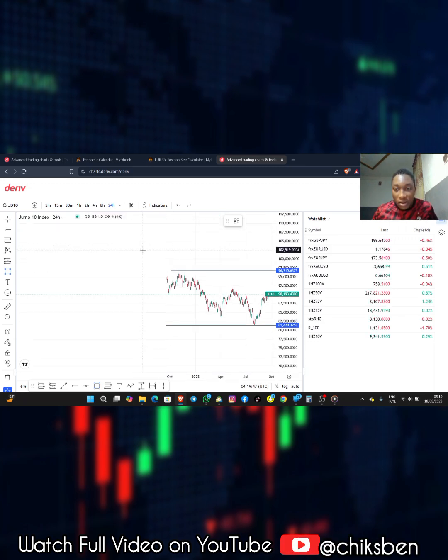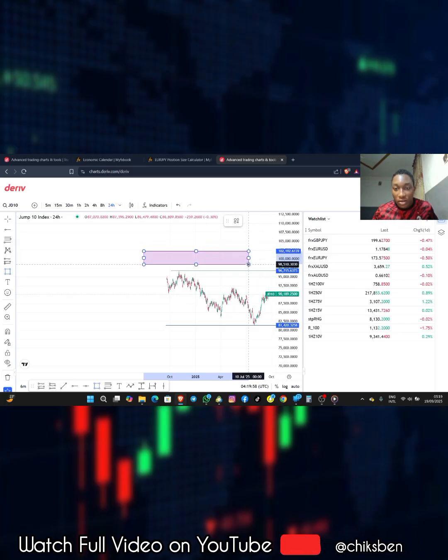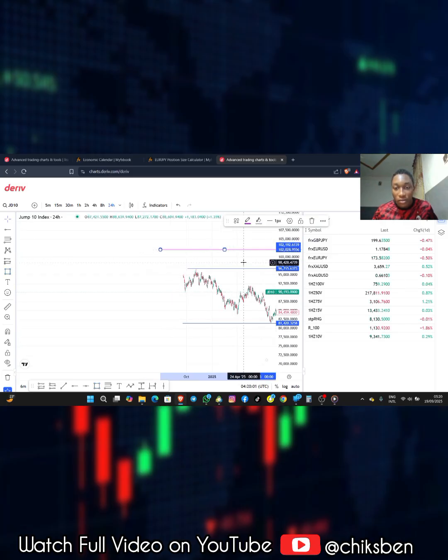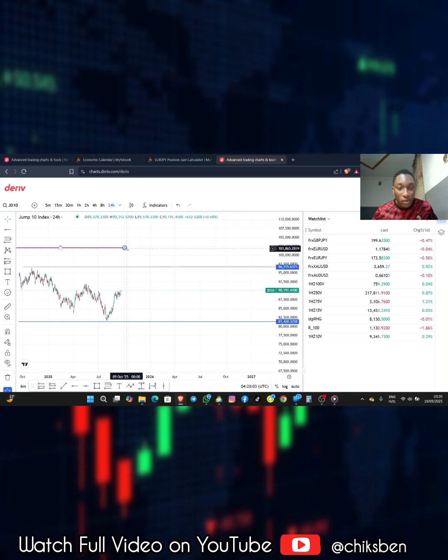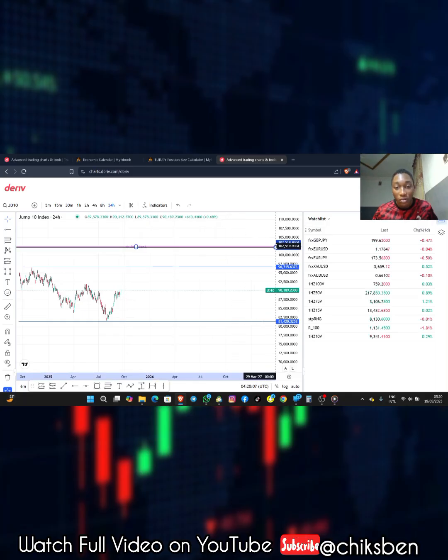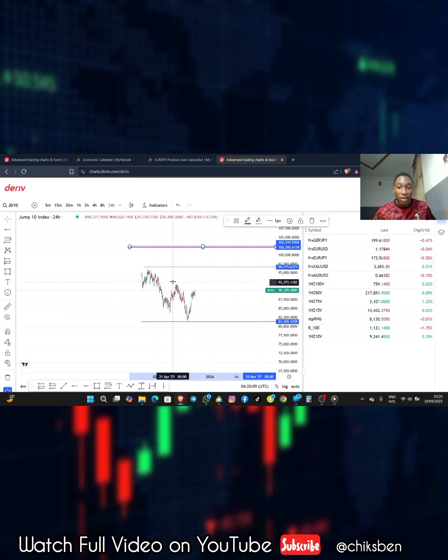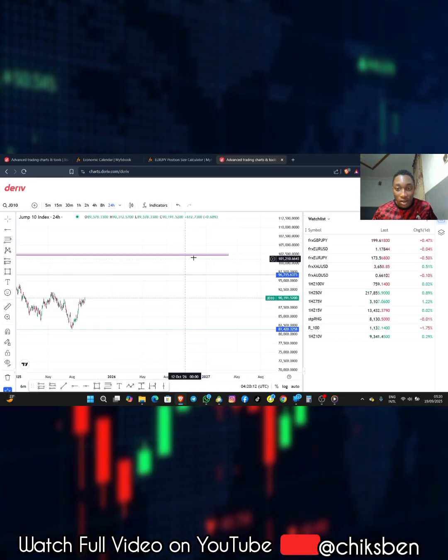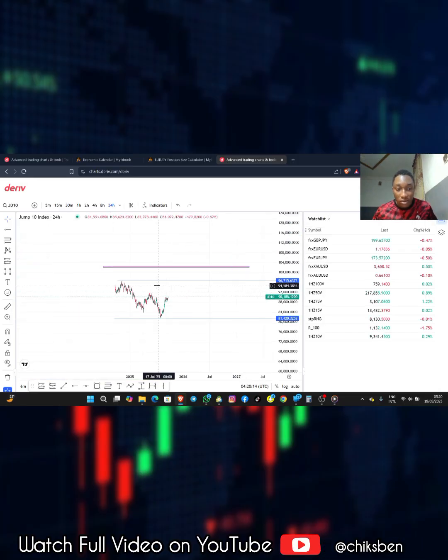2-1. Hold on guys, I'm trying to get it right. 2-1. Okay. I drew this at 10-192. So we are going to be putting this as the overall resistance. As the overall resistance of this market. This is the overall resistance.